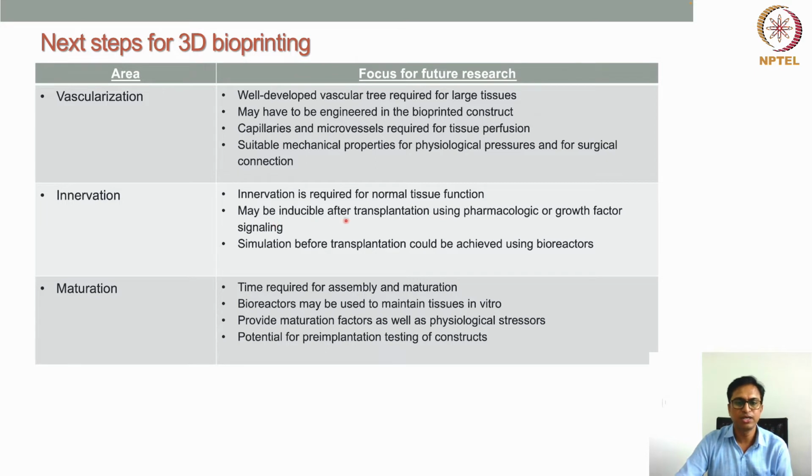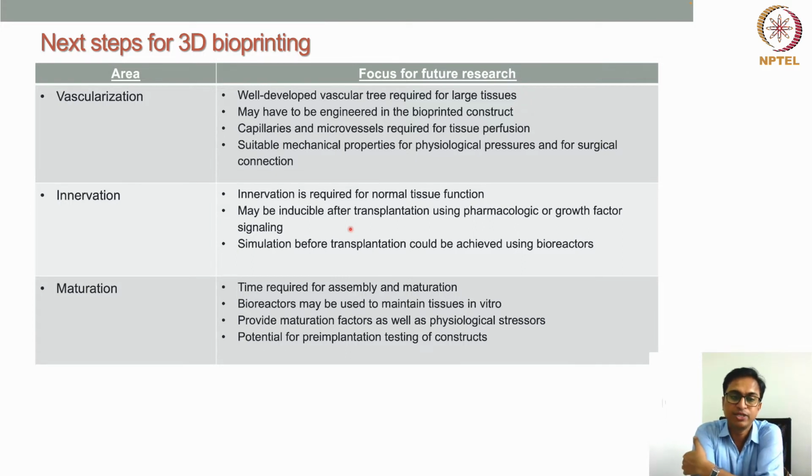Innervation may be inducible after transplantation using pharmacological or growth factor signaling. So many times during the bioprinting process, when you develop a particular bioprinted tissue or construct, if we cannot recreate or reproduce that kind of nerve structure, then we can use some other strategy, like pharmacological agents or growth factor signaling, to generate the nerve structures there.